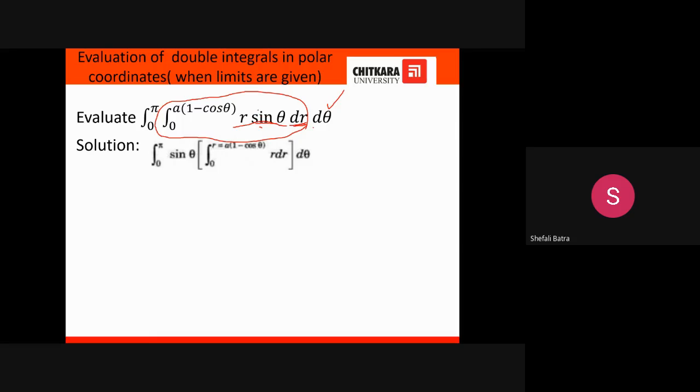So we are writing that sine theta is constant. So keeping it outside, integral 0 to r, a into 1 minus cos theta, r dr d theta, right? So you'll be integrating it with respect to r. So it would become r square by 2. Then upper limit minus lower limit. So you'll be putting here a square by 2 constant, keep it outside, 0 to pi. When you are putting here 1 minus cos theta, it becomes 1 minus cos theta whole square into sine theta d theta. Now simplify it and let me know what will be the answer.